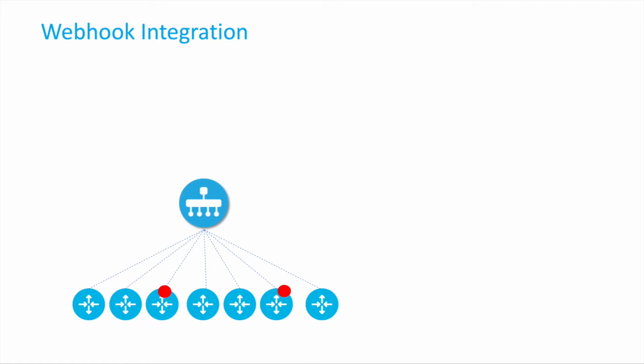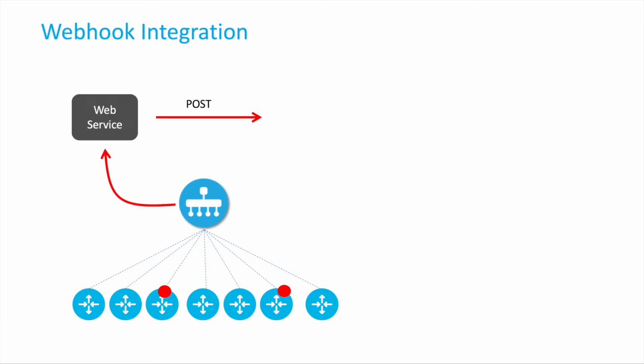The other option is we support the webhook integration. So what webhook does is, once the vManage sees the alarm from the system, it sends the POST message, the POST API, to the web service. This is called webhook integration. So once the web service receives the POST message from the vManage, which contains the alarm message, then we can do a lot of things from the web service.